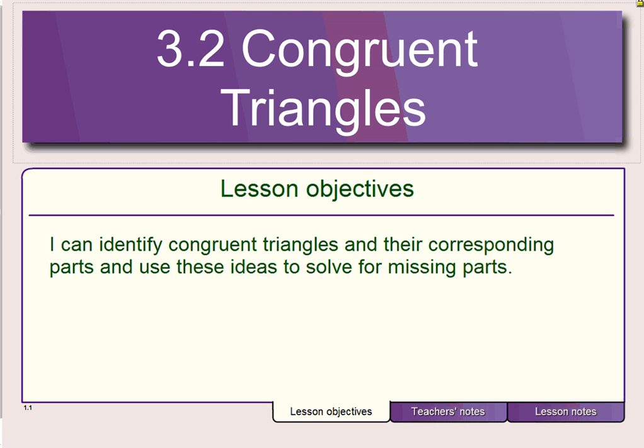All right, geometry folks, this is 3.2 talking about congruent triangles. What you need to be able to do is look at congruent triangles, make sure that they are congruent and their corresponding parts, and use these ideas to solve for missing parts.